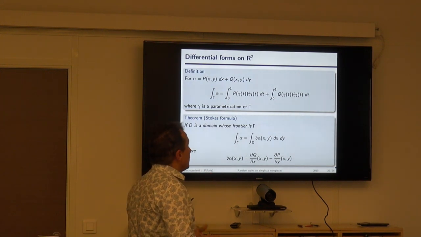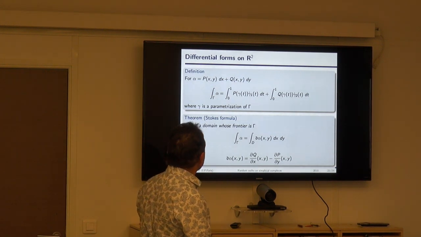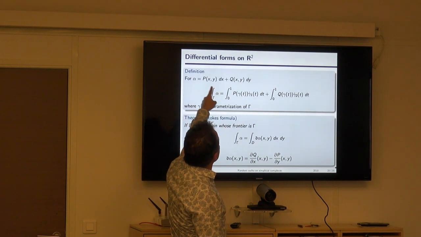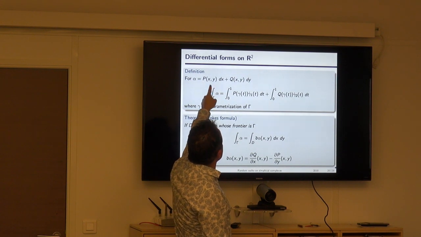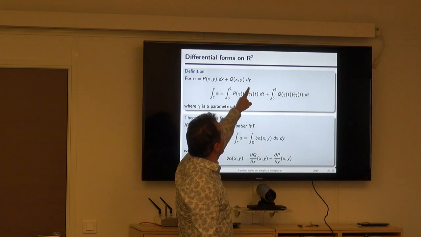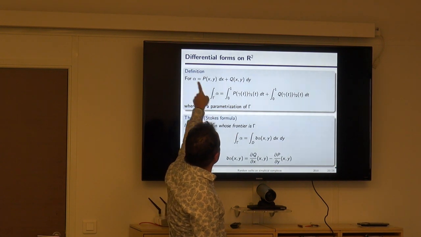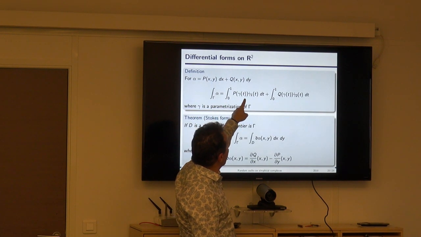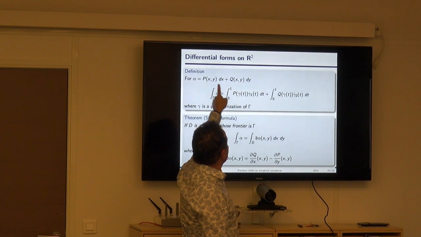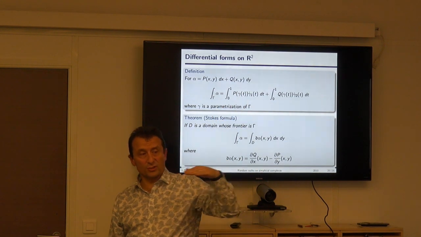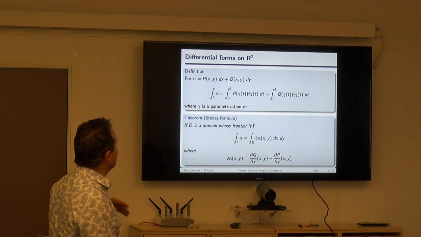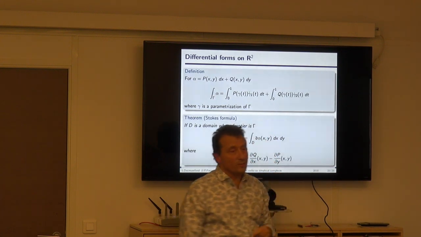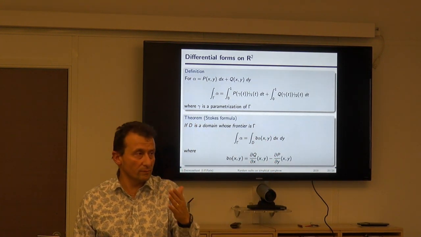Actually, we have to look at differential forms. So if you have a parametrization of a curve gamma, and you have a differential form, a function P(x,y) dx plus Q(x,y) dy, that means that when you integrate this differential form along gamma, you compute P of gamma(t) times the derivative in the direction of dx of your parametrization, plus Q of gamma(t) times gamma dot 2(t). This is the definition of the integral.